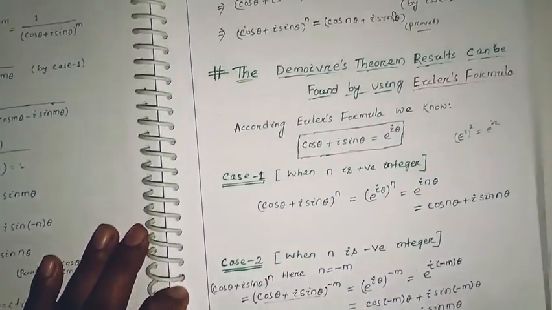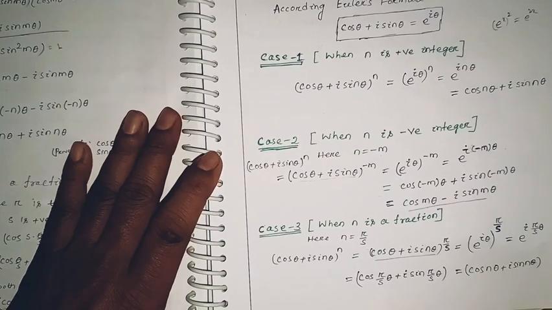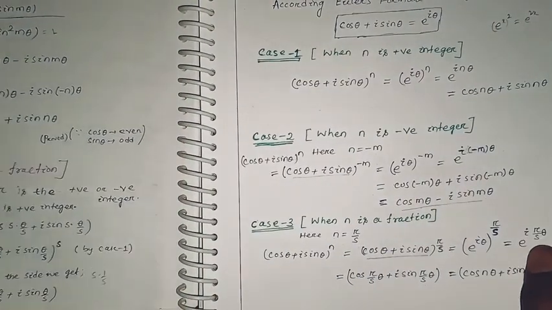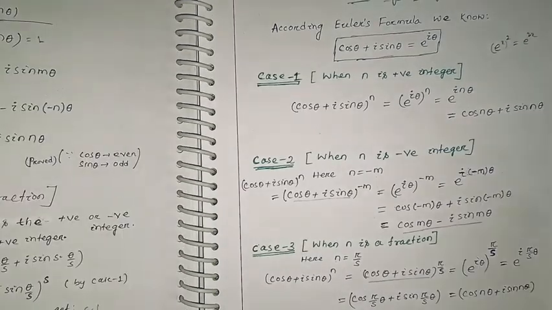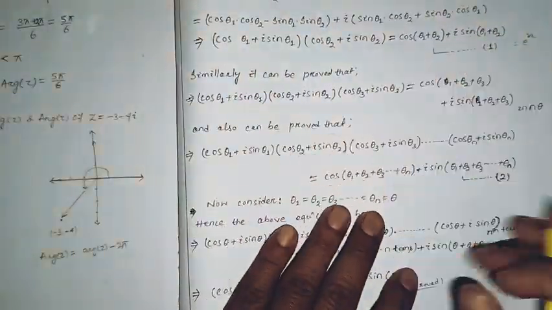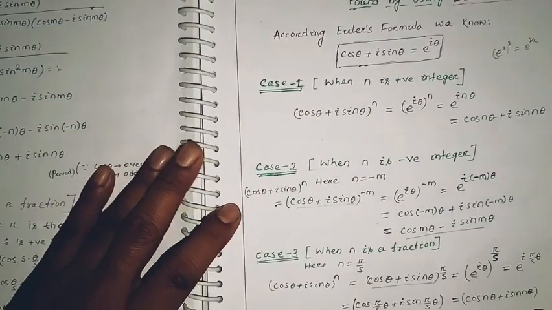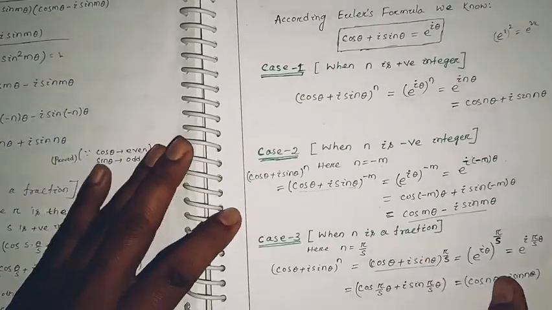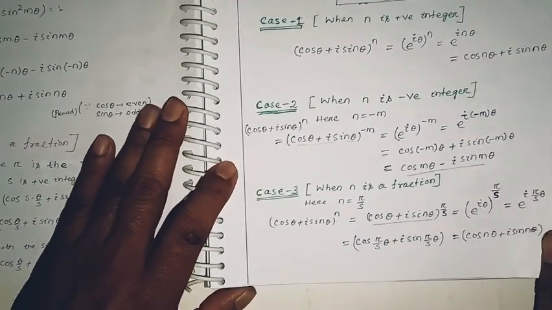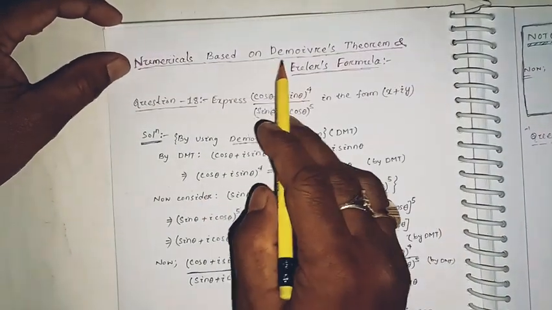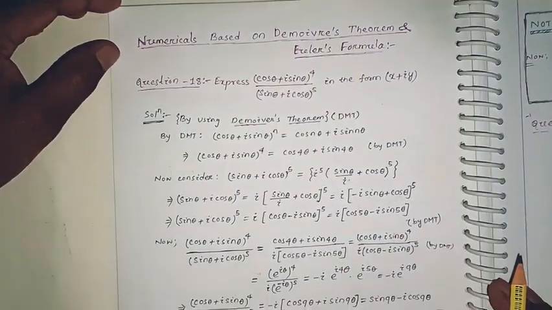So here by using Euler's formula, it is somewhat quite easy. So in your exam, either way you can prove these 3 cases. By this procedure you can prove De Moivre's theorem, or by the other procedure, no issue. Now we are going to go for a few numericals based on De Moivre's theorem and Euler's formula.